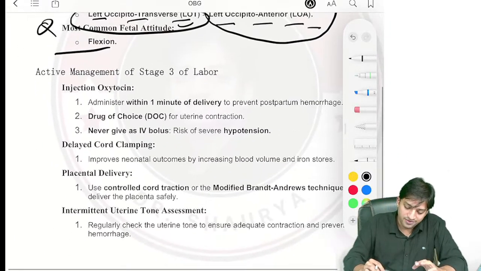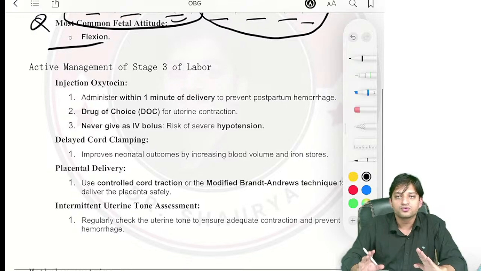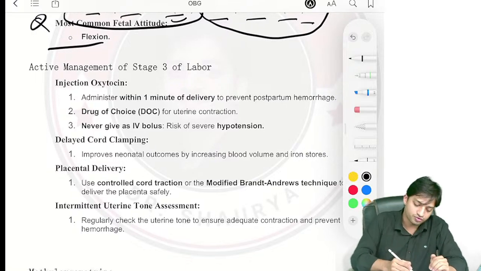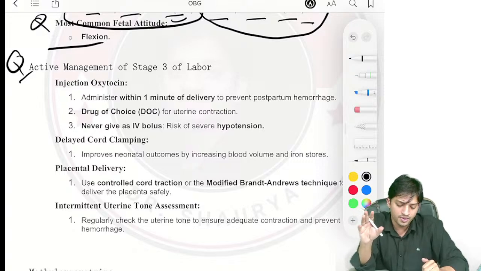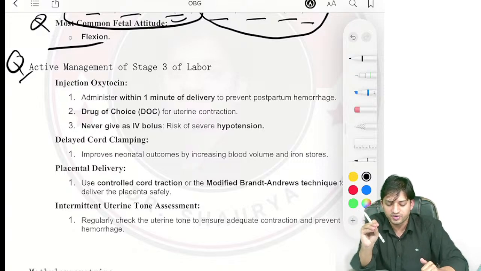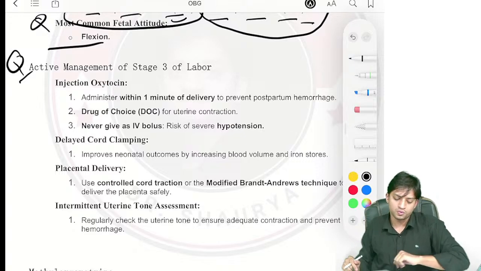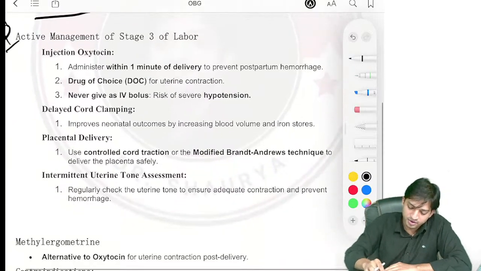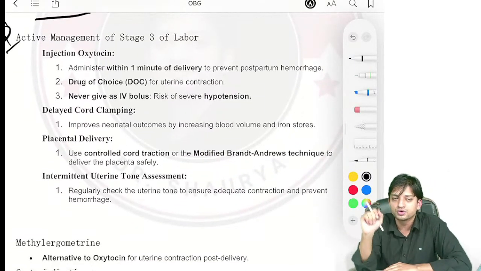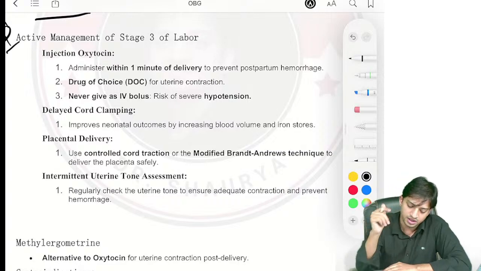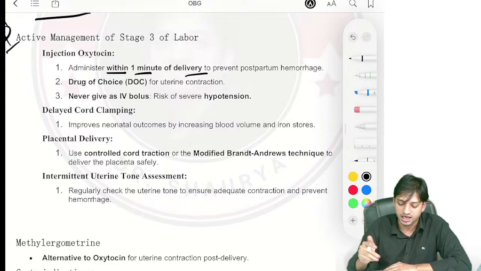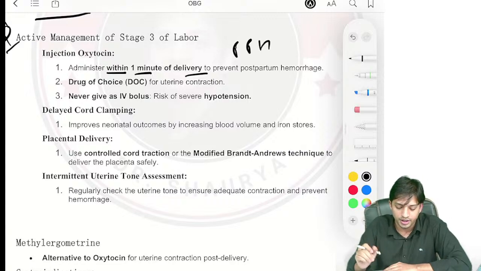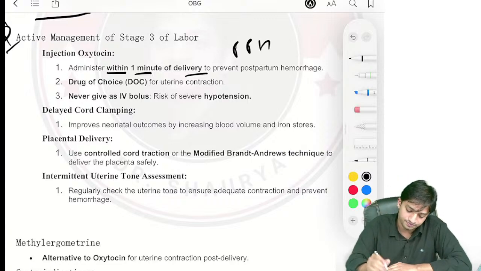One more question they have asked you is about the active management of third stage of labor. It is a very frequently asked question in college days also. They ask you in the theory exams, very commonly, the active management of third stage of labor. So, in the active management of third stage of labor, first what do you give? You give injection oxytocin, right? You administer it within 1 minute of delivery to prevent postpartum hemorrhage or PPH. Now, drug of choice for uterine contraction is oxytocin again, right?